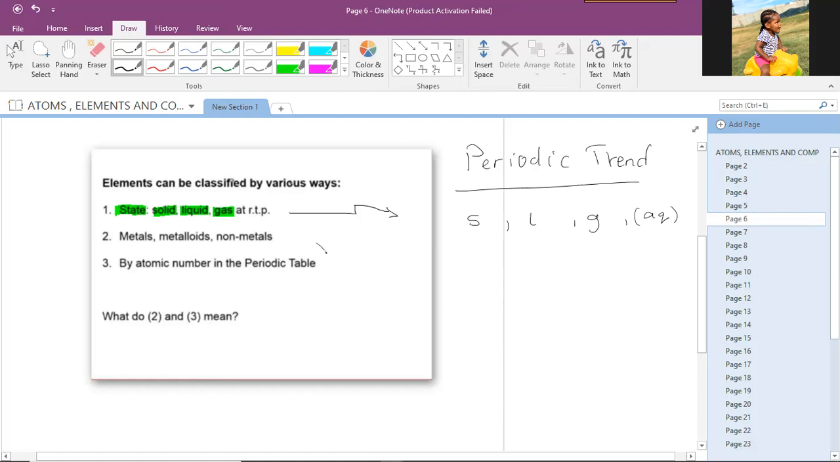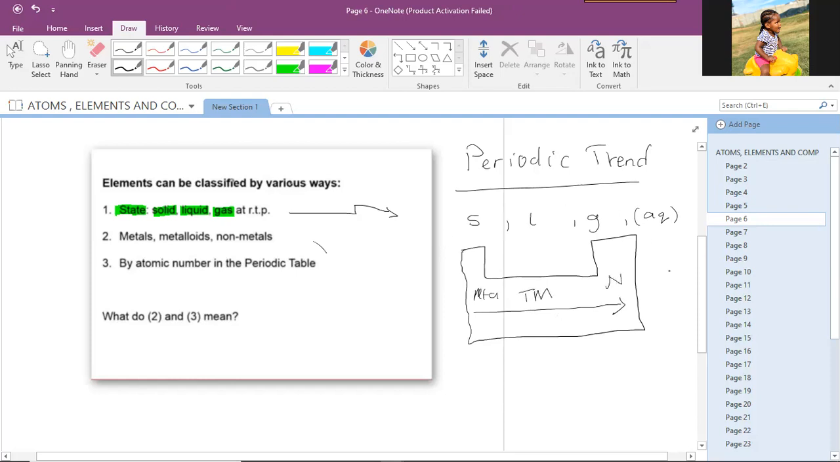Some of them, if I were to draw some form of periodic table like that, as we are going from left to right of the periodic table, you will start seeing that there's a loss in metallic character. So here we have got metals. These are your transitional metals, and we also have non-metals.